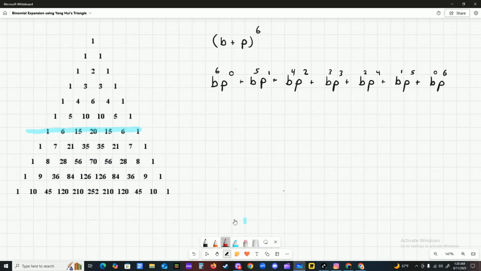Now we have to put in the coefficients on the front of each term. Cool. So we start with a 1. So we have a 1. Then a 6 right there. Then a 15. Oh, wow. Right there. Then a 20. Then a 15 again. Then a 6. Then a 1. Boom. Now let's simplify the powers of zeros and ones so that we can make the expression look nicer.